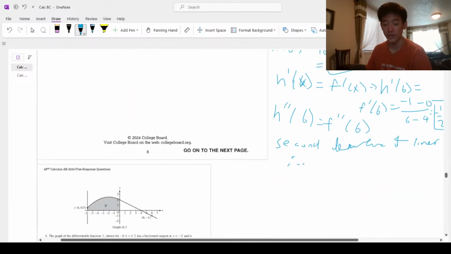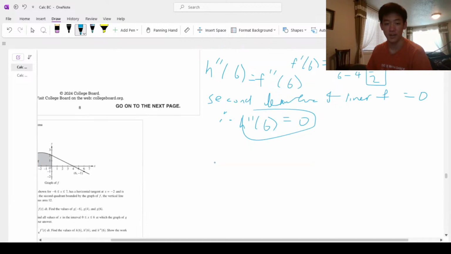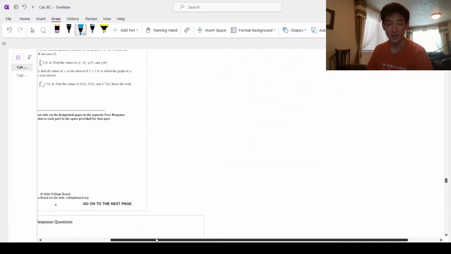Okay, so the second derivative of a linear function is 0. Therefore, h double prime of 6 is also equal to 0. Okay, we're finally done. We're moving on. Let's go.